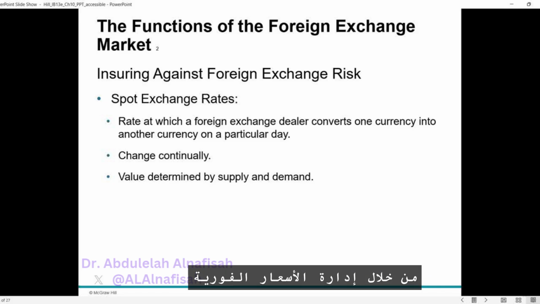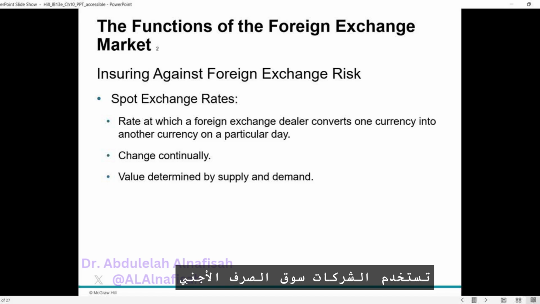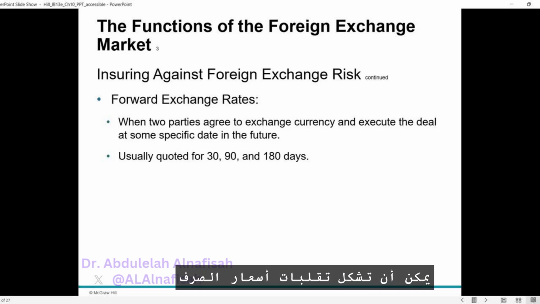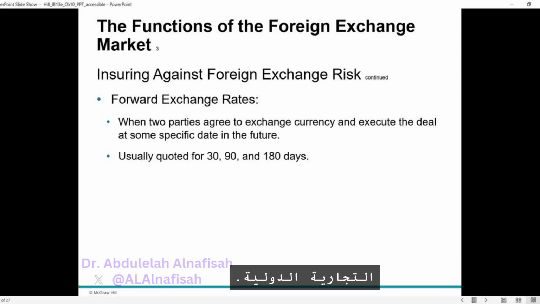By managing spot rates and other exchange rate mechanisms, companies use the foreign exchange market to minimize the financial impact of currency fluctuations. Fluctuations in spot exchange rates can pose risks for international businesses. For instance, a U.S. company importing laptops from Japan might face unanticipated costs if the dollar depreciates against the yen.